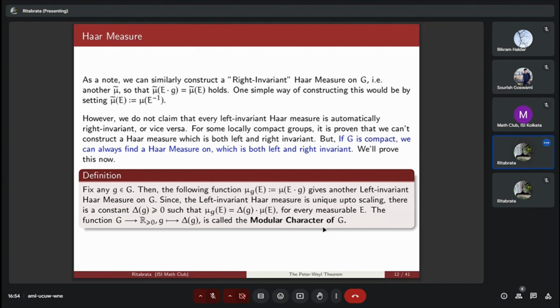So we can see that if our modular character is trivial, that is, if delta of g is 1, then it will clearly mean that mu is also right invariant, because it will directly mean that mu of E dot g equals mu of E.